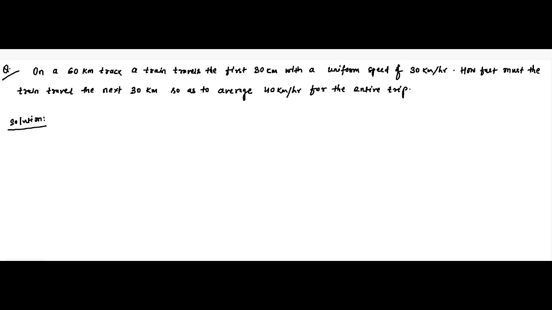So how fast must it go for the next 30 kilometers so that the average speed for the entire journey is 40 kilometers per hour? Okay, so here the basic formula for average speed is total distance by total time.